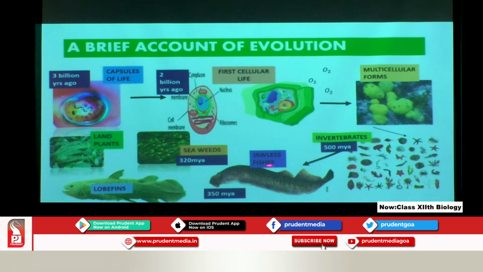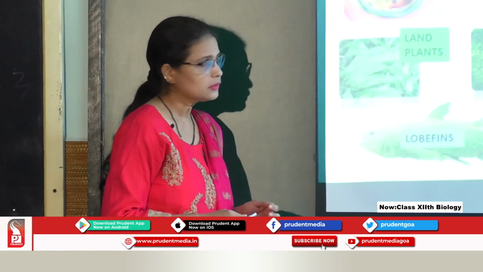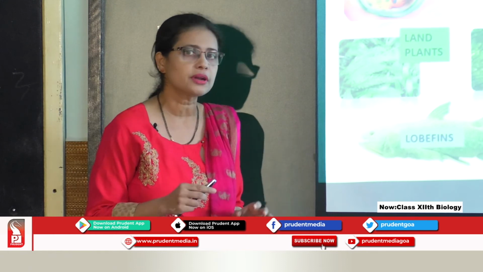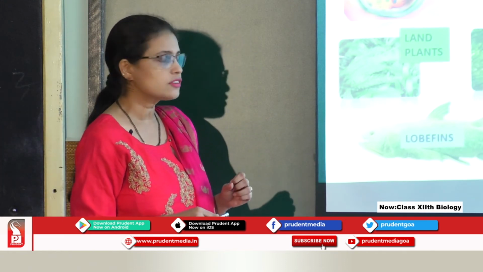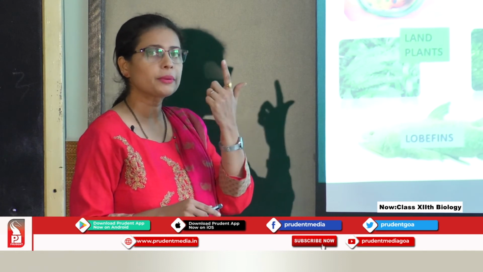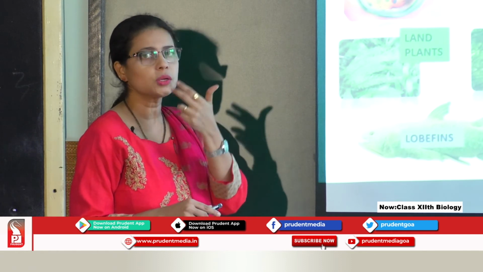And also around 350 million years ago, fishes were found which were jawless. Jawless fishes, some of them are still present today. So we call them agnatha. Last year we studied it in the 11th standard. The jaws are not separated into upper jaw and lower jaw, it's a circular mouth.